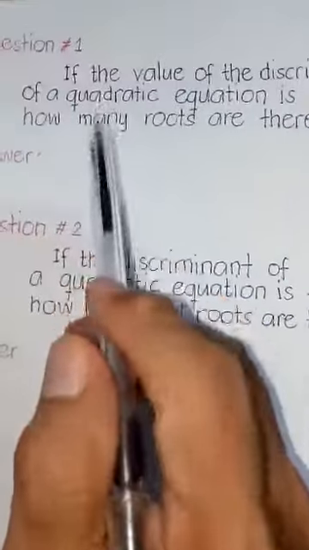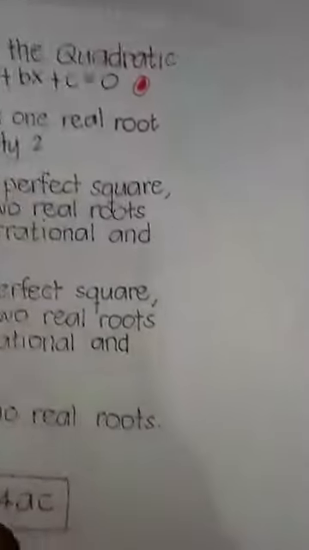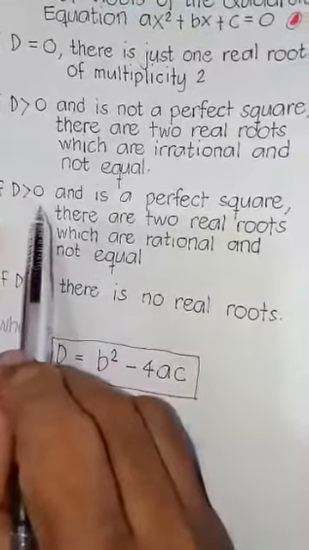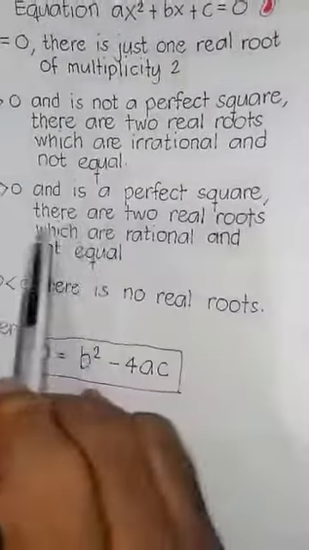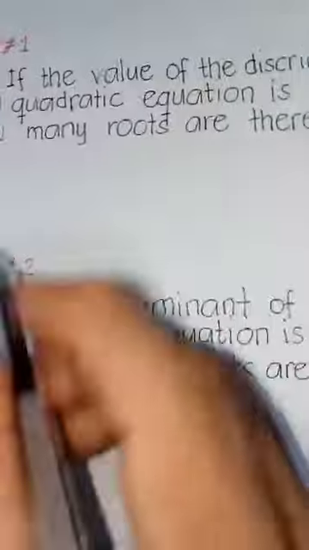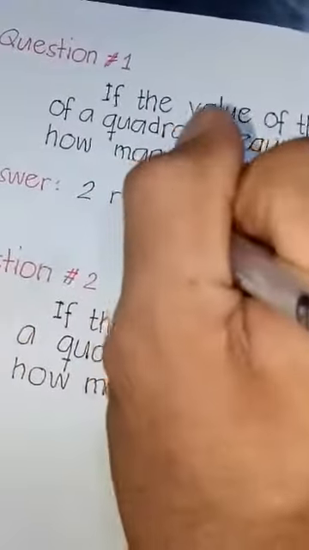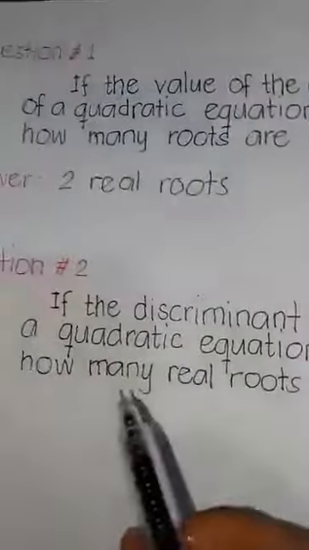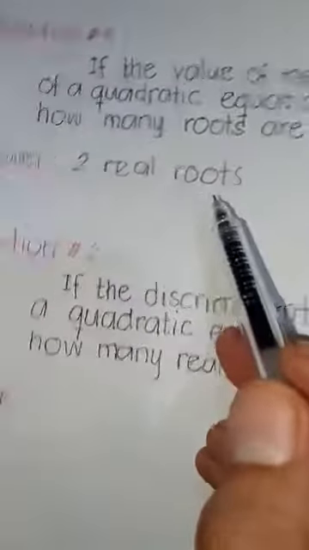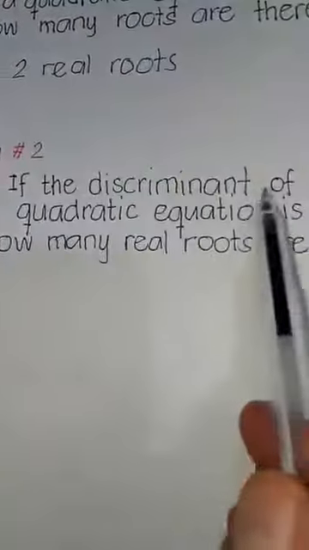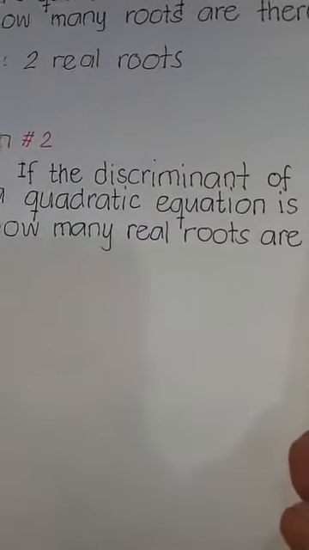So this question falls on definite rule number 3. If d is greater than 0 and is a perfect square, there are two real roots which are rational and not equal. So the answer is there are two real roots, but these roots are rational and not equal.